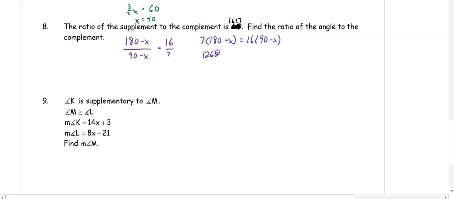So we get 1,260 minus 7x is equal to 1,440 minus 16x. If we move the 16x to the other side, we get 9x. If we move the 1,260 to the other side, we get 180. We divide, x is 20. So we know our angle to our complement is what we want to compare. The angle is 20, so the complement is going to be 90 minus 20, which is 70. So that reduces to 2/7.